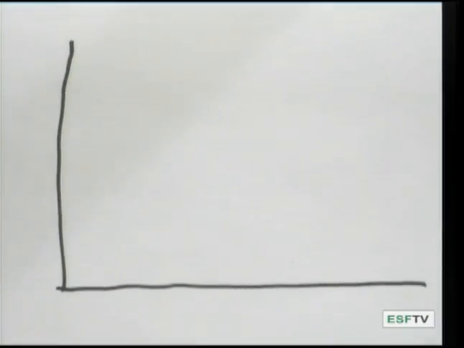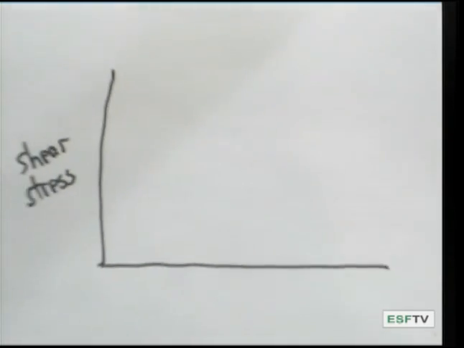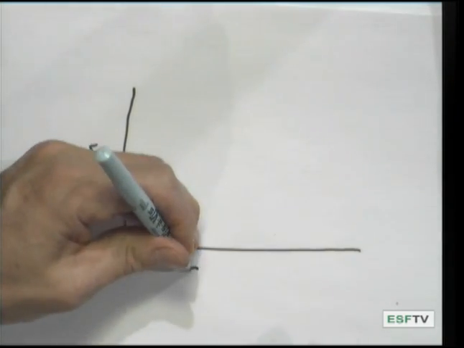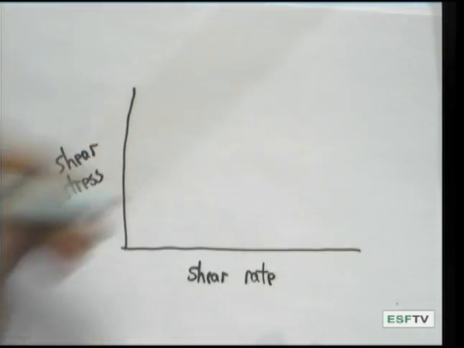The principal tool that you can use to characterize the viscosity of something is to plot two quantities. On the y-axis, you plot something called shear stress, and that is simply the force that is being exerted to cause that fluid to shear, against the shear rate.